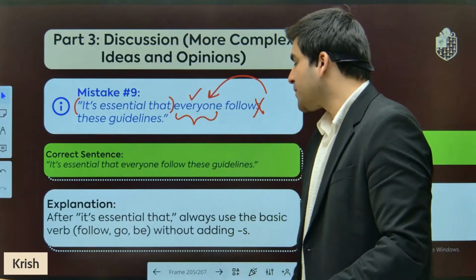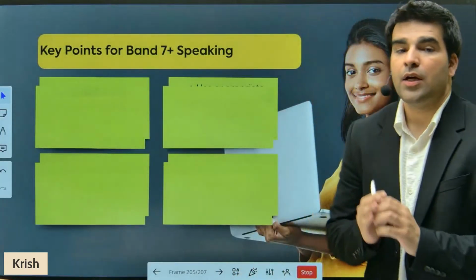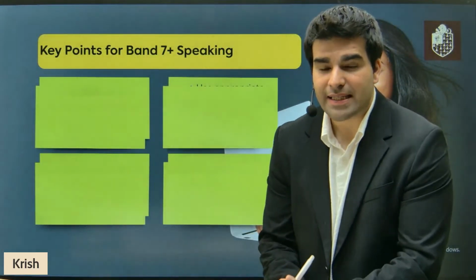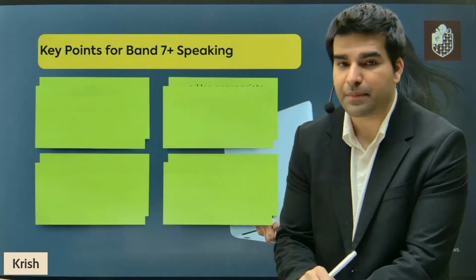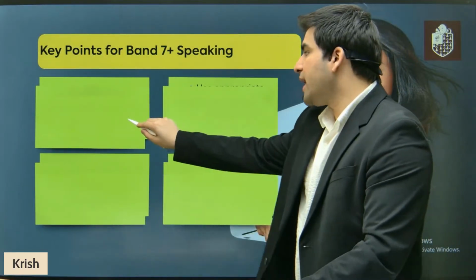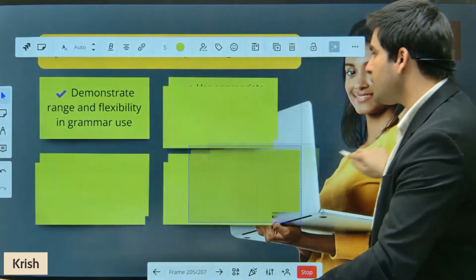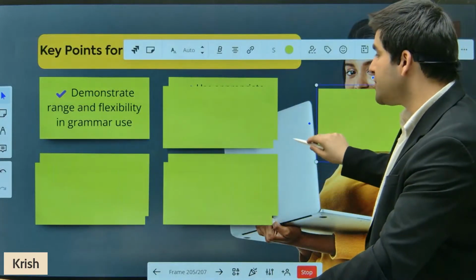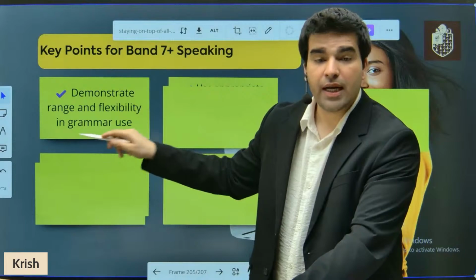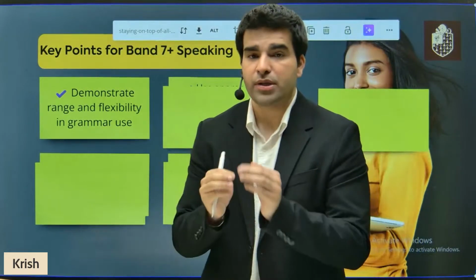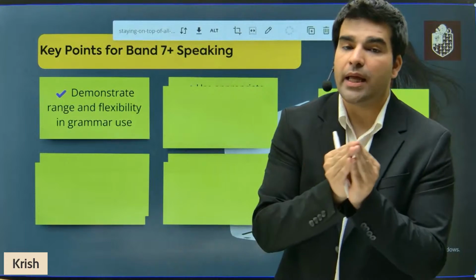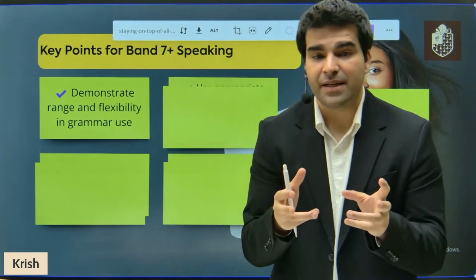All right. So the next one here is to get a band 7 or plus. What should you keep in mind? Let's have a look at number 1. Make sure that you demonstrate range. That's very important. I say it multiple times. Range is very important. Simple sentences, different types of tenses basically.